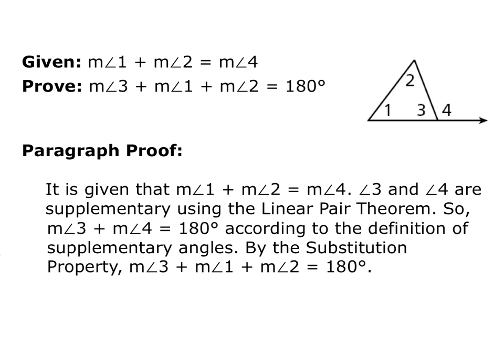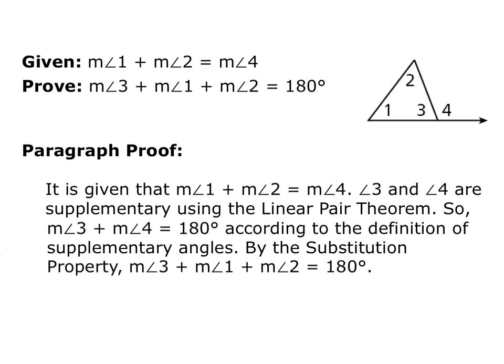So measure of angle 3 plus measure of angle 4 equals 180 degrees according to the definition of supplementary angles. What is that definition? Supplementary angles are 2 angles that add up to 180. So since we said 3 and 4 are supplementary, we can make this addition problem that shows that they add to be 180. That's the statement.